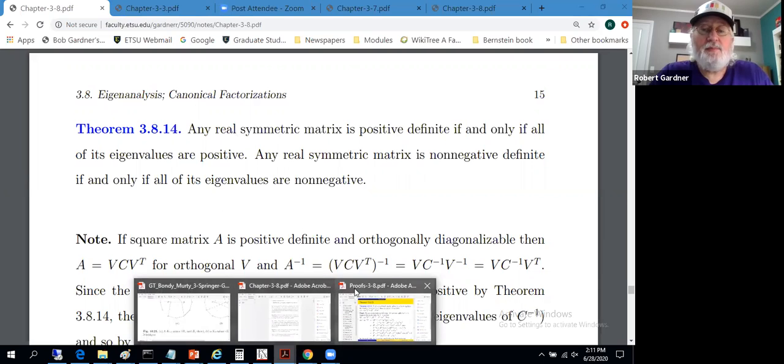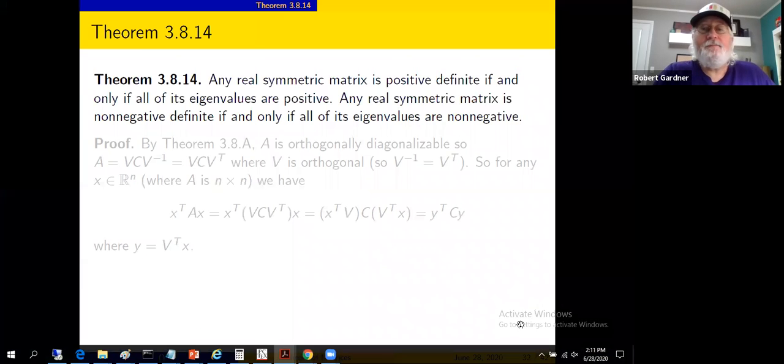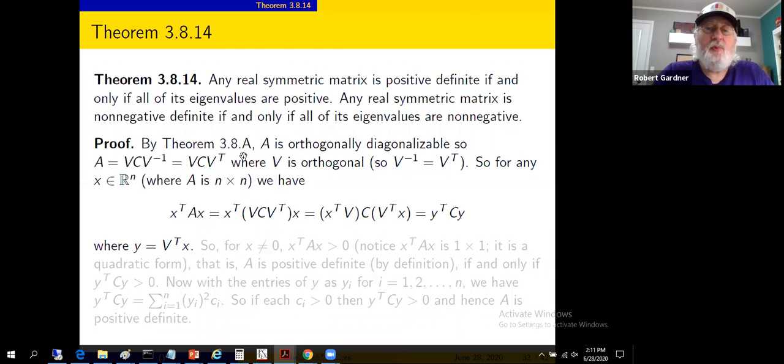Let's look at the proof of that. So the claim is a real symmetric matrix is positive definite if and only if all the eigenvalues are positive. Theorem 3.8.a said A, being symmetric, is orthogonally diagonalizable. So we can write A as V C V inverse, where V is orthogonal. So V C V transpose, since V inverse and V transpose are the same thing for orthogonal matrices. That was theorem 3.7.1, the first property we had of orthogonal matrices.